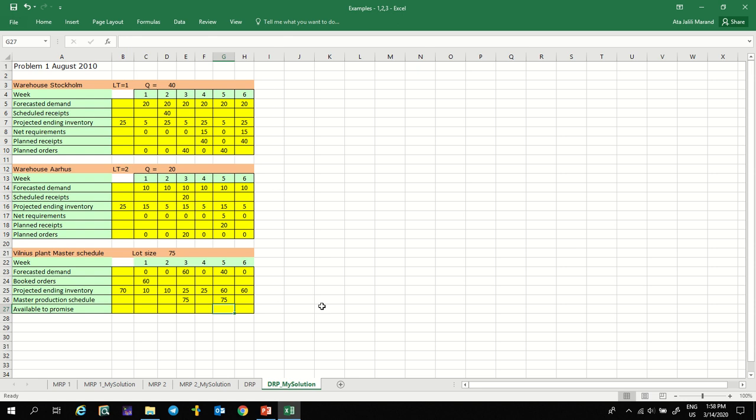And this way I can see that all of the forecasted demand would be satisfied by the productions that are scheduled, and also by the inventory that I have in the beginning of this time period. Then I need also to calculate the available to promise.